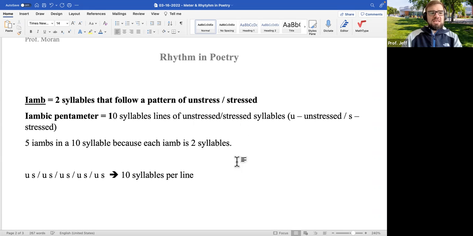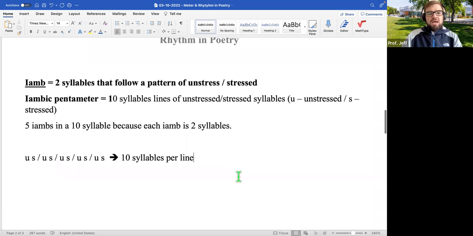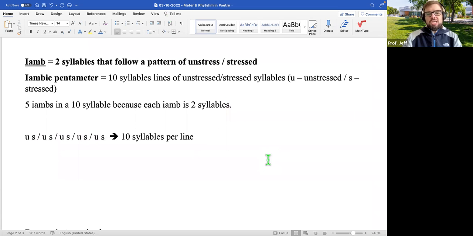But even more important than this is, as I say here, my way to try and explain this. Imagine that U is unstressed, S is stressed, and here's where the iamb ends. So here's iamb one, iamb two, iamb three, iamb four, iamb five, and it's unstressed, stressed, unstressed, stressed, unstressed, stressed, unstressed, stressed. When I was doing theater in university and we were performing Shakespeare, here's the line that my teacher taught us to use.